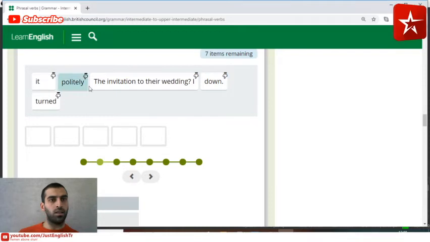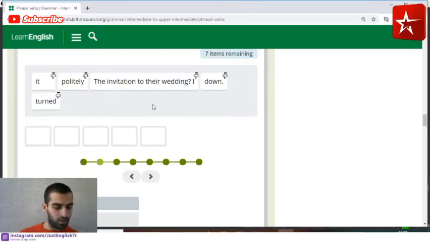Eat politely the invitation to the wedding I don't turn. So this is a question type of sentence. So how can we make it? How can we write it in a good order? So in a correct order.